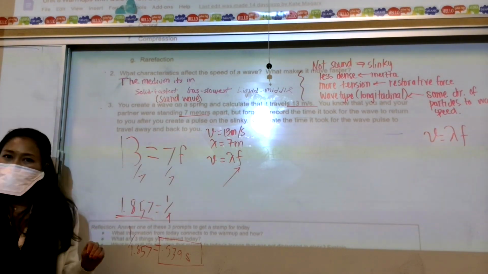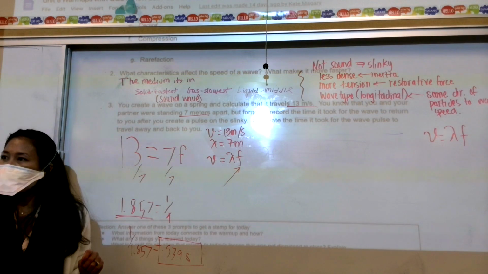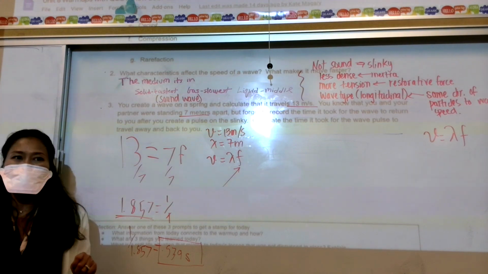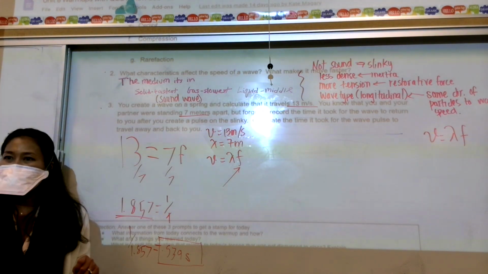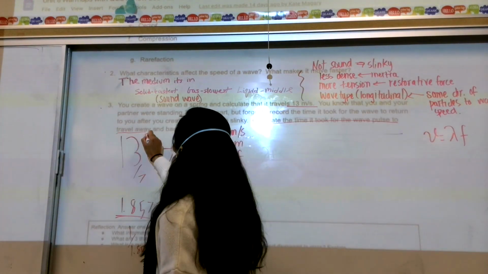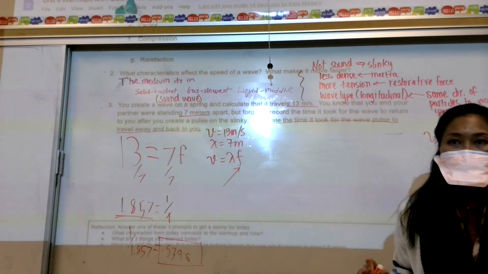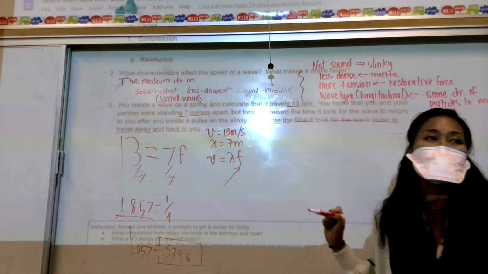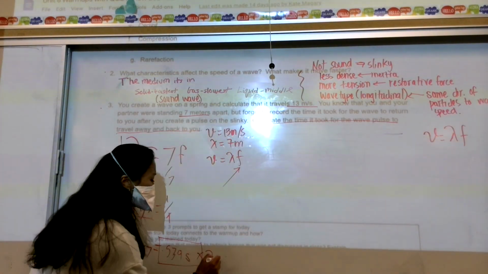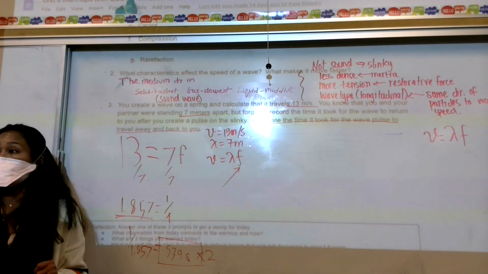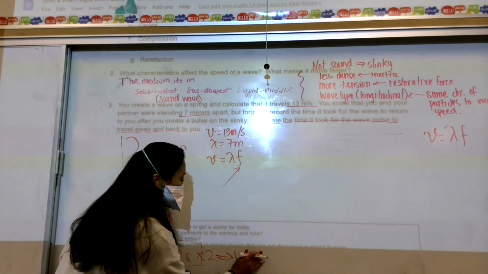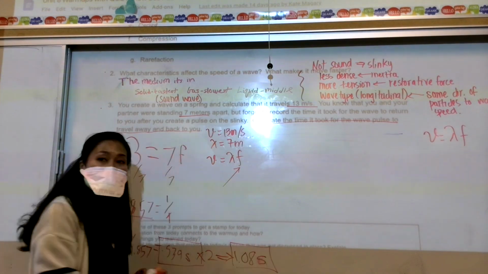Is that your final answer? What do we have to do? What else do we have to do to get our final answer for this one? It says calculate the time it took for the wave pulse to travel away and back to you. This is the distance it traveled away, right? So what do I have to do? Double it. Just multiply it by 2 because the time it takes to go there is going to be the time it takes to come back. This is going to be 1.08 seconds. 1.08 seconds if you double the time.